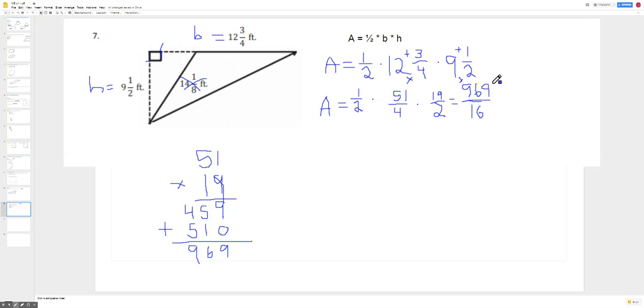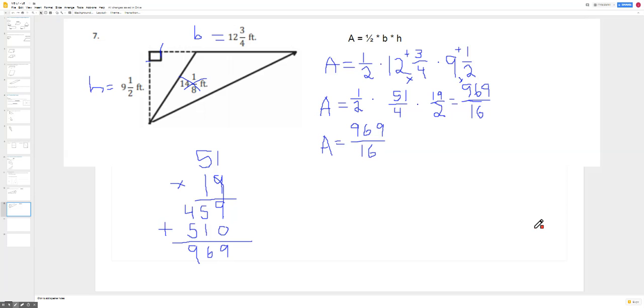All right, well, we're not done yet. I mean, we're almost there. This is pretty close. So let's go ahead and write that down, kind of clean this up. The area equals 969 over 16. Well, we want this as a mixed number, which means I need to look back at this 12 and 3/4, so the 9 and 1/2. These are mixed numbers. So I have to do some division.